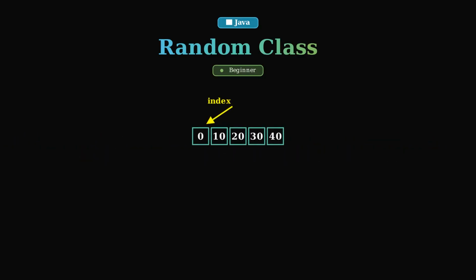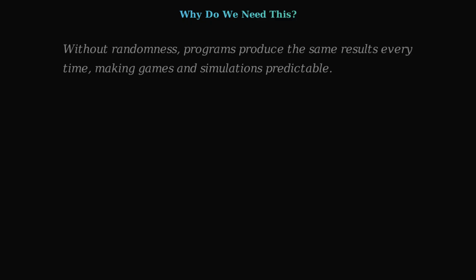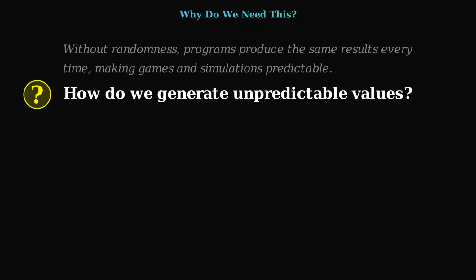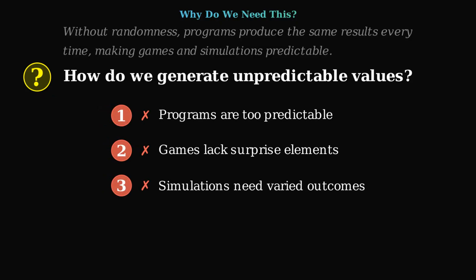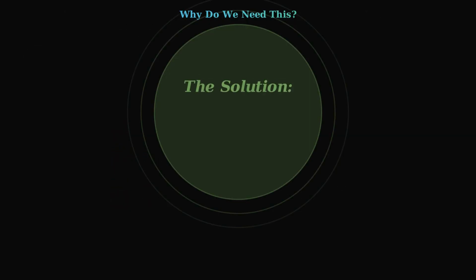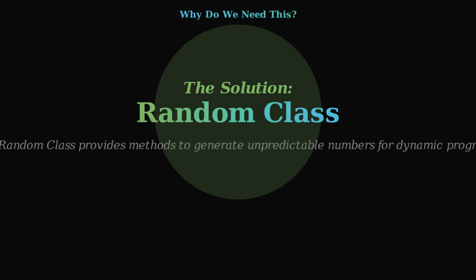Here's what we will learn. Let's get started. Why do we need this concept? Without randomness, programs produce the same results every time, making games and simulations predictable. How do we generate unpredictable values? Programs are too predictable. Games lack surprise elements. Simulations need varied outcomes. The random class provides methods to generate unpredictable numbers for dynamic programs.